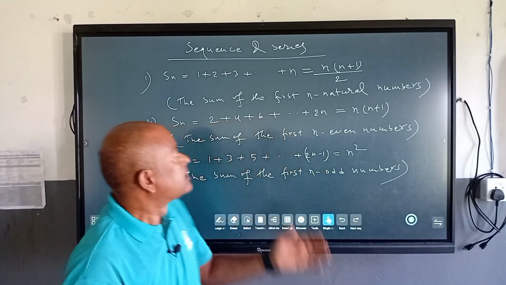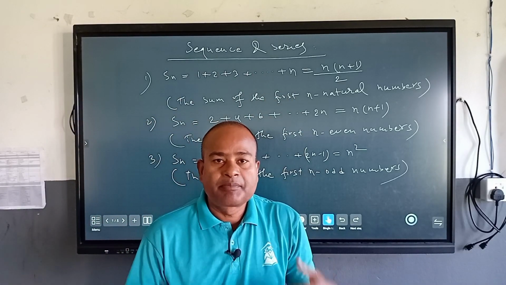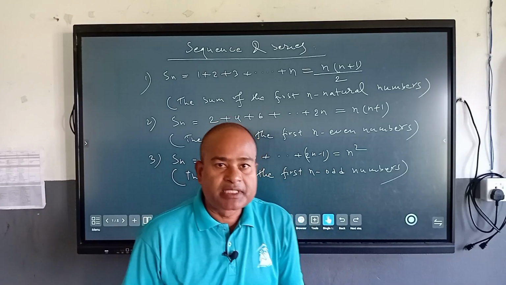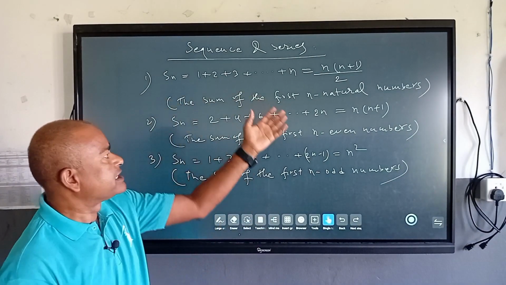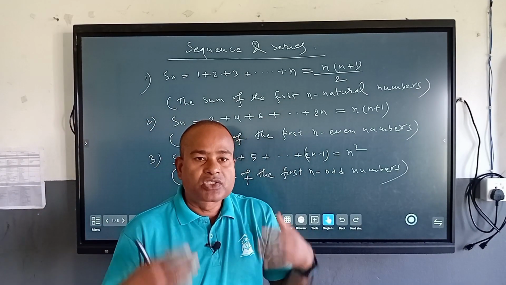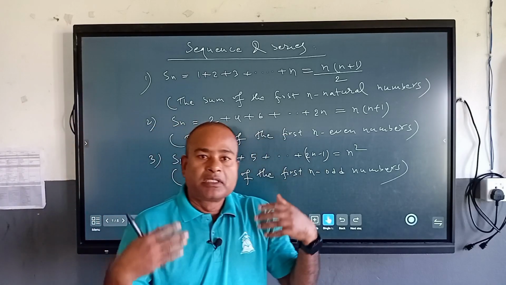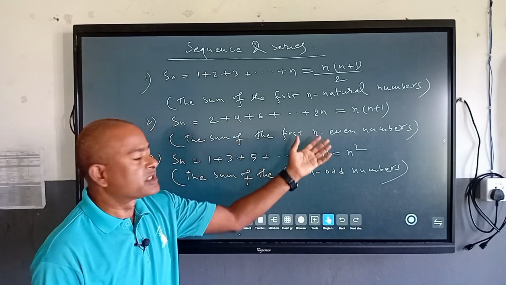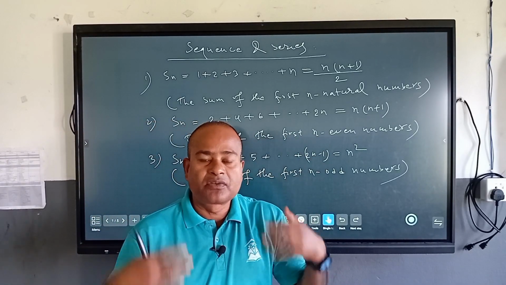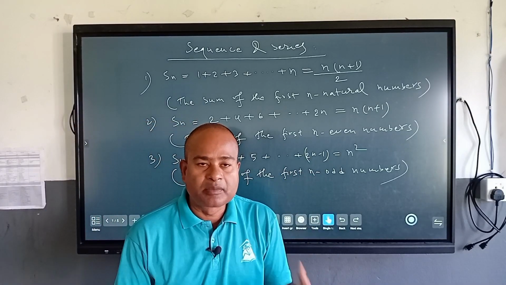Today's topic is sequence and series, which is from class 12 mathematics. Dear students, in this video, we are going to prove three formulas. The first formula is to find the sum of the first n natural numbers. The second formula is to find the sum of the first n even numbers, and the third formula is the formula to find the sum of the first n odd numbers.